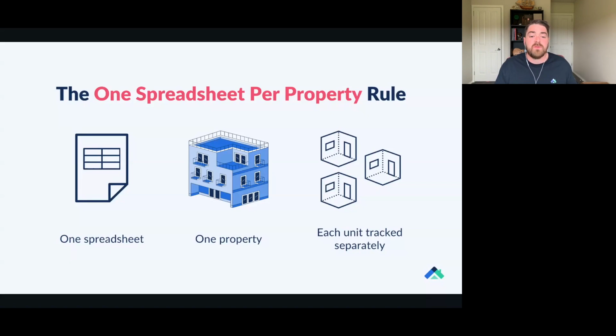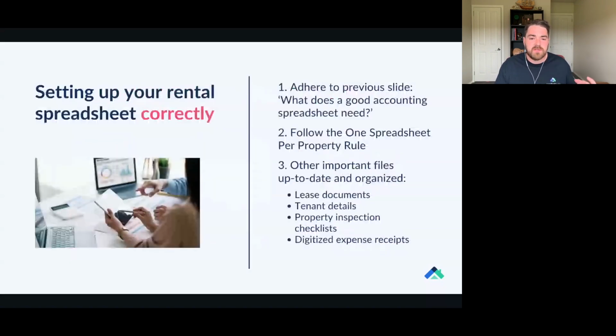A final word on this is to ensure there's space to capture essential rental information. This obviously includes tracking the lease start and end date, the tenant name, contact details, and important dates for things like inspections, making sure that you're on top of everything as well. You will need to keep the spreadsheet organized on your computer alongside important relevant property documents such as the lease, property inspection checklists, and digitized expense receipts as well.